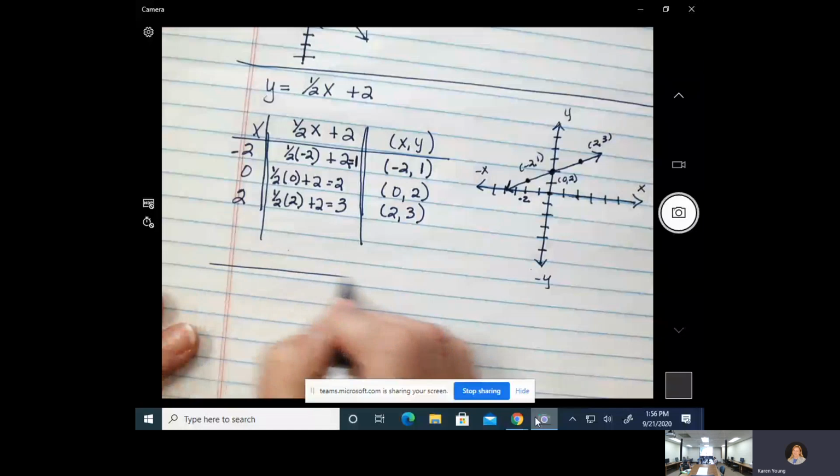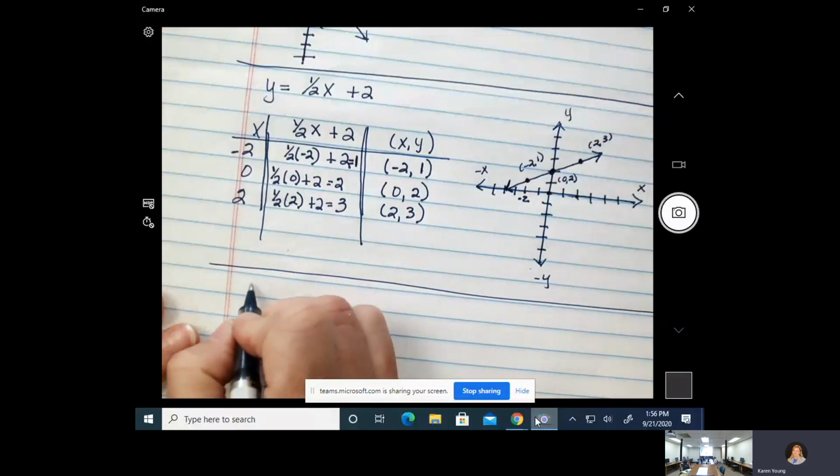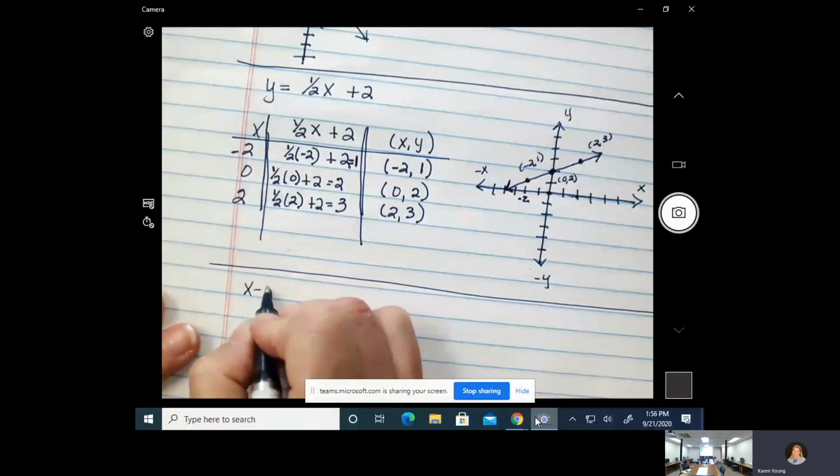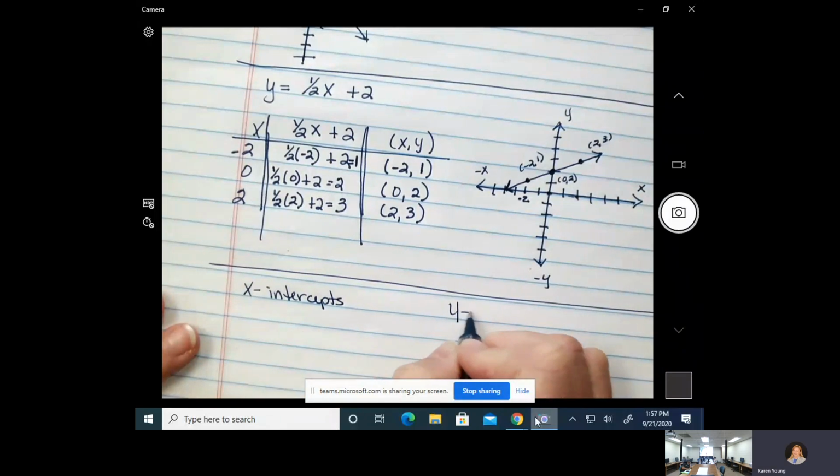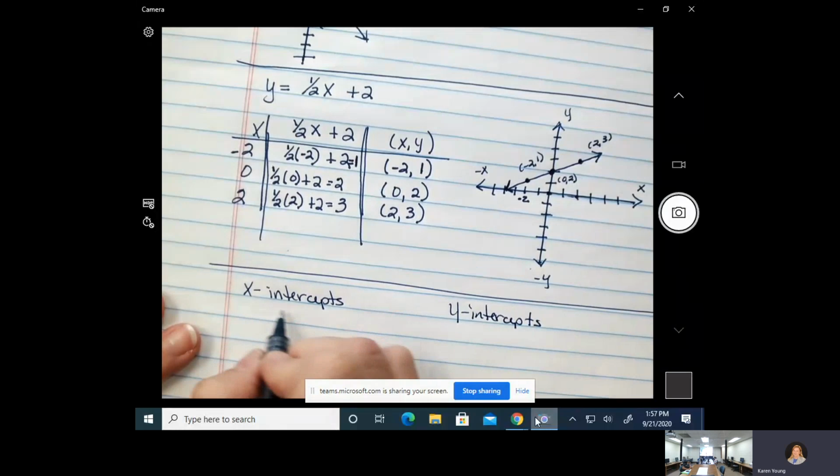All right, so now we're going to look at the x and the y intercepts. The x-intercept is where your line crosses your x-axis.